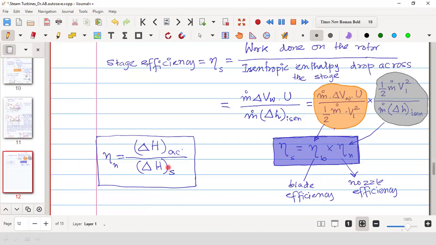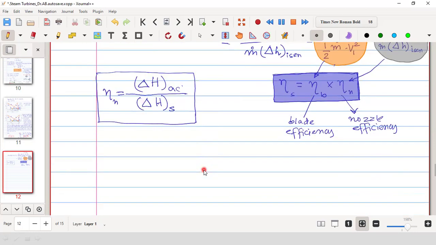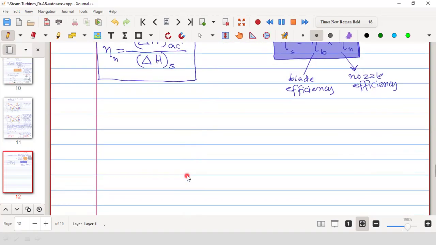So for an isentropic process there is no loss, but for an actual process there is a frictional loss. Due to frictional loss, some enthalpy will be lost, and the kinetic energy developed will be less than in the ideal situation. Now we will try to calculate the maximum efficiency. What is the maximum blade efficiency that we will calculate?